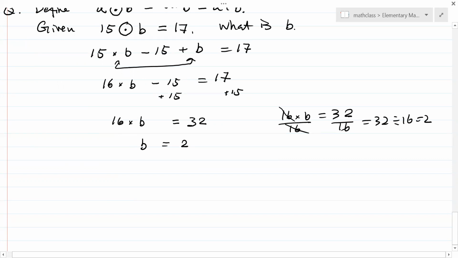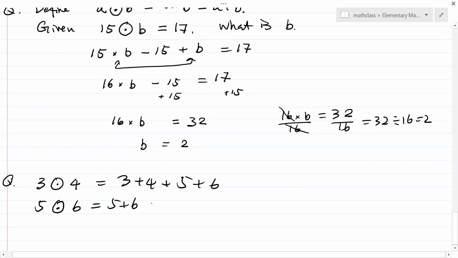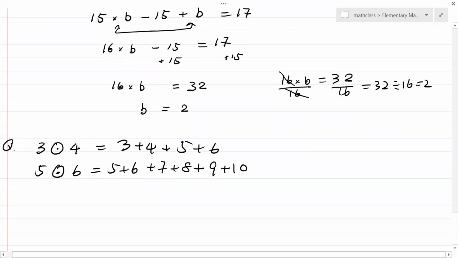Okay. So let's see. We have to figure out the pattern. 3 circle top is going to be 3 plus 4 plus 5 plus 6. Then 5 circle top is 5 plus 6 plus 7 plus 8 plus 9 plus 10. That is given information. Okay, I give you the pattern. I want you to find 3 circ dot 5.